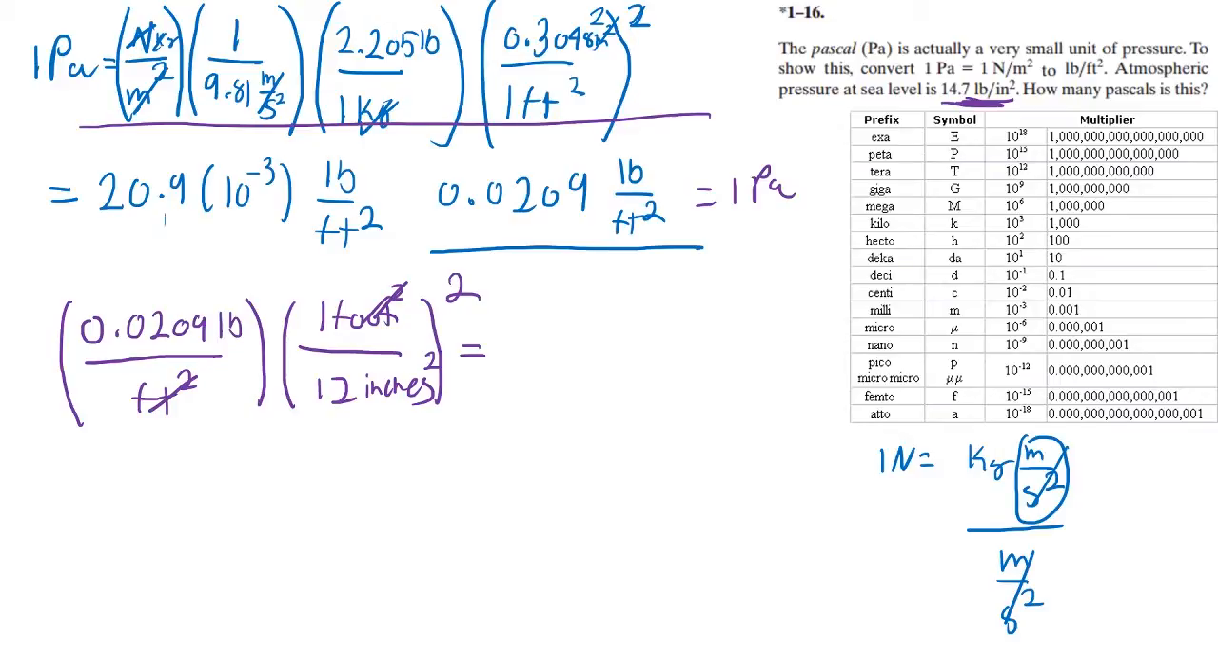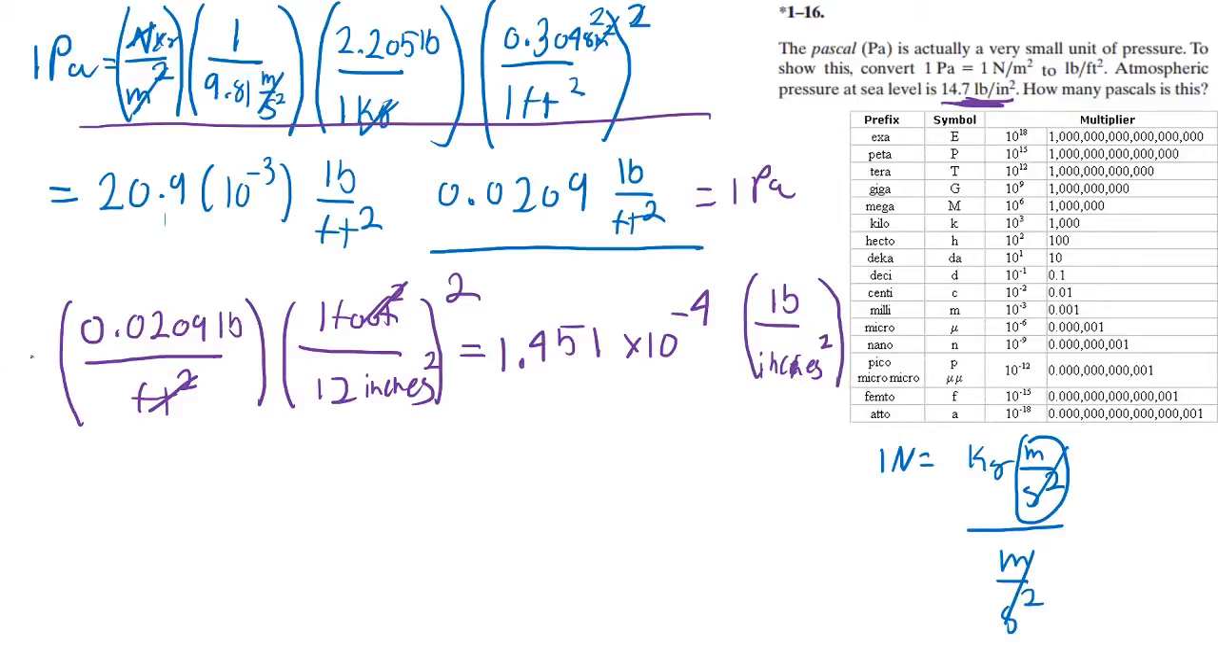So in your calculator, 0.0209 multiplied by 1 divided by 12, and that is squared. Then from that, this is what my calculator spits out, 1.45, and then we'll do one more figure. We'll do that times 10 to the negative fourth. That's going to be pounds per inches squared. And that's exactly what we have to have up here for the conversion.